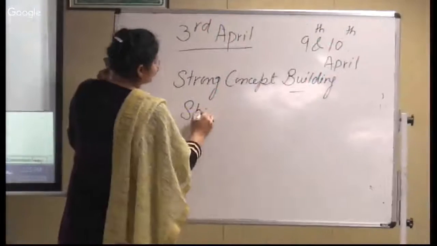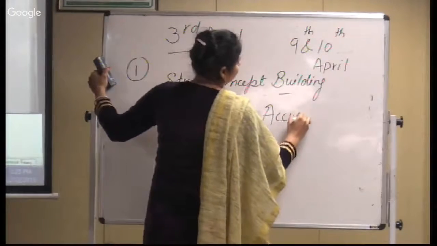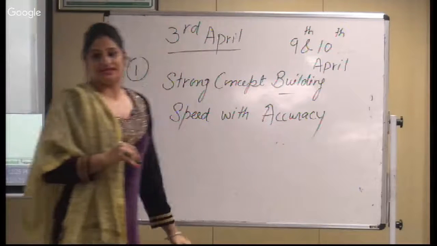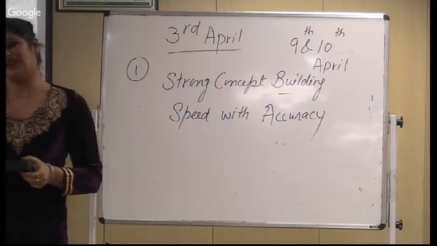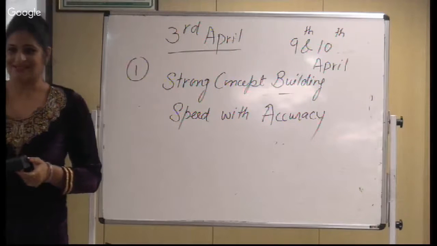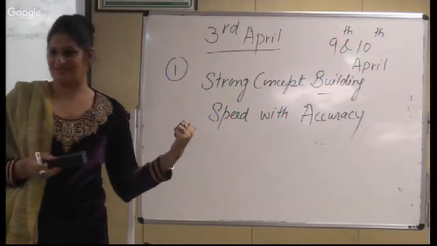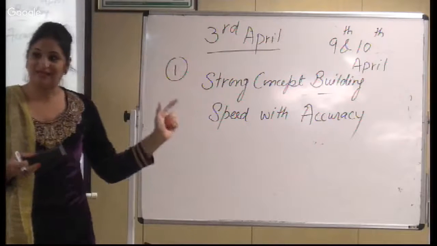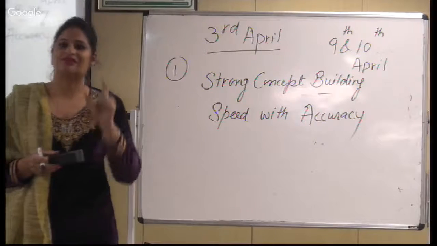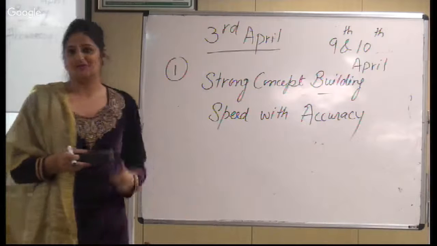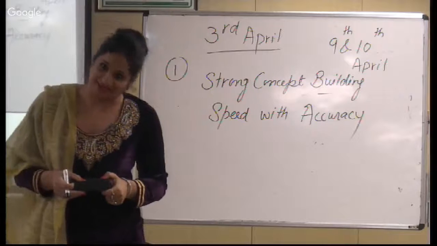Write down next. Speed with accuracy. Accuracy is needed so that your answer should be correct. And speed is needed to attempt all the questions with accuracy. So for both speed and accuracy, what you have to do? You have to do regular practice. Regular practice will help you to achieve both speed as well as accuracy. So fourth tip is speed with accuracy. Write down next.